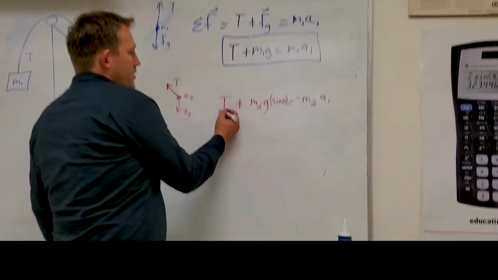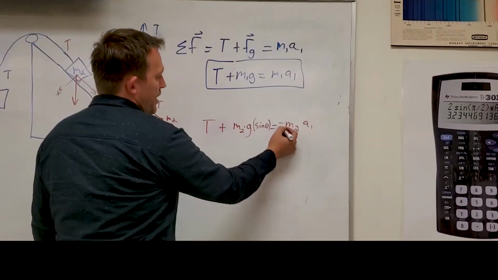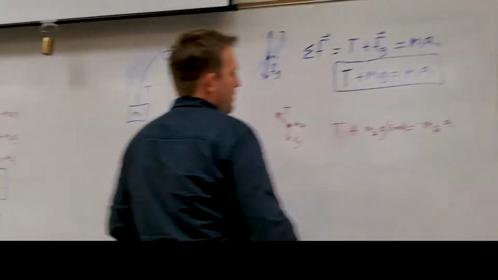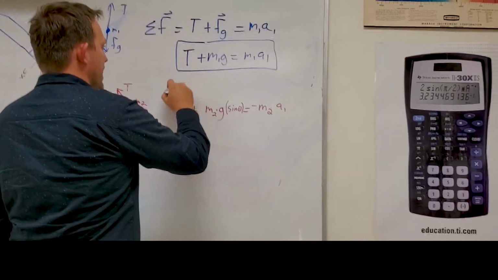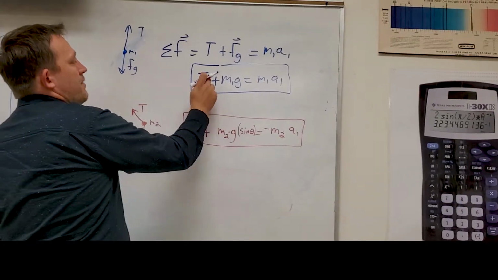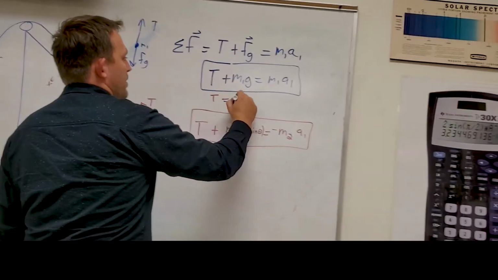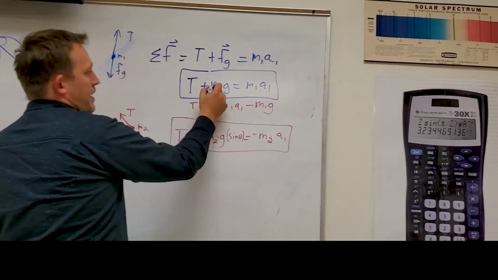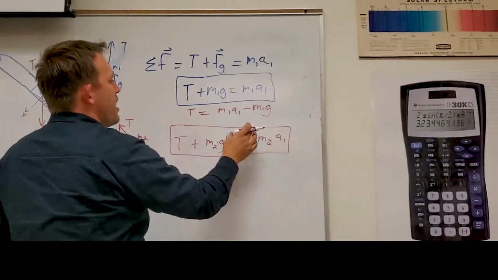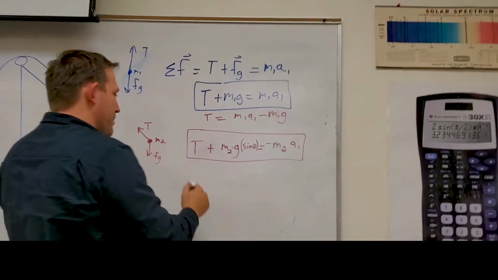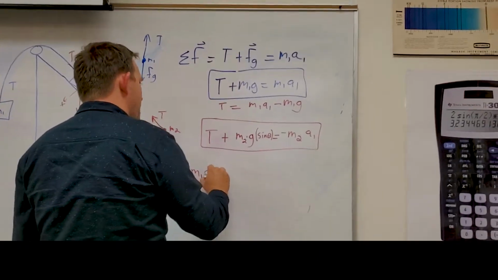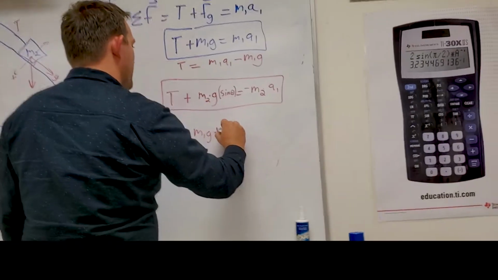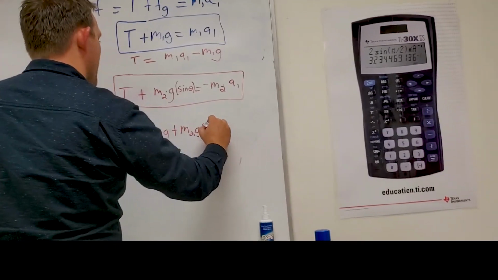All right, so T plus m2g sine of theta equals m2a1. By the way, it's negative m2a1 because down versus up. All right, now let's box this in. What we're going to do is solve for T in this one. So T equals m1 a1 minus m1g. All I did was move this over there for the first situation. And now I'm going to plug all of this in for T. So we end up with m1 a1 minus m1g plus m2g sine of theta.